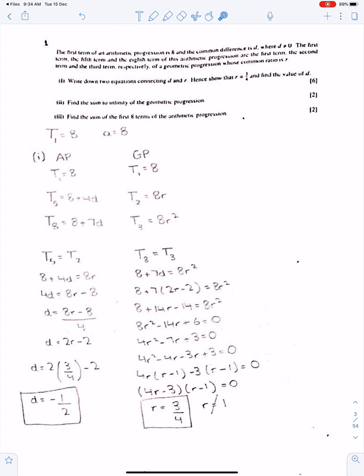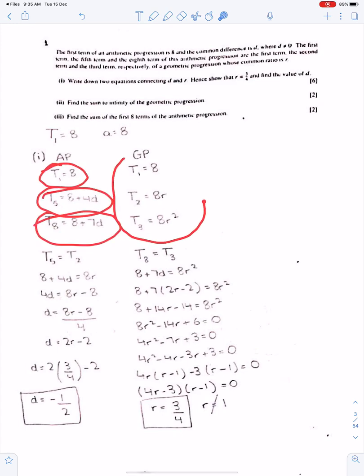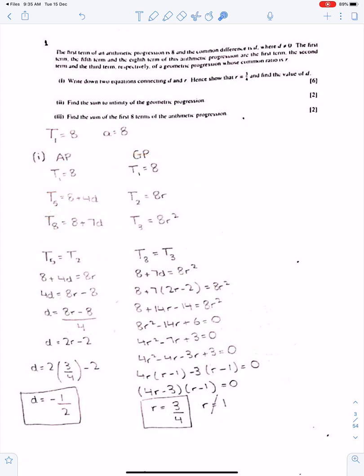This question is very important. The first term, the fifth term and the eighth term are first three consecutive terms of GP. So the easiest way to solve this type of question is this.